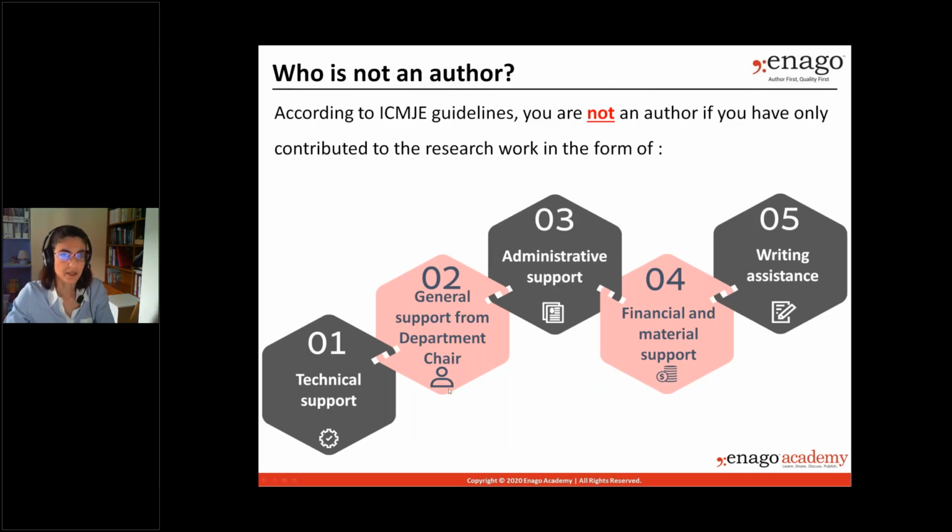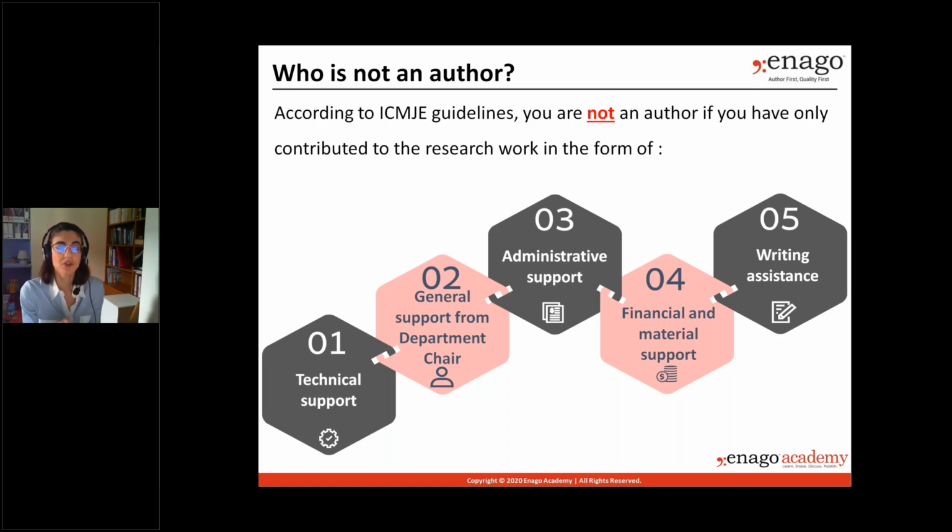So who is not an author on a manuscript, even though they've had some contribution? According again to the ICMJE guidelines, you're not an author if you have only contributed to the research work in the form of technical support, general support, such as from the department chair, administrative support, if you've only contributed in terms of financial and material support, or if you've only contributed in the form of some writing assistance.